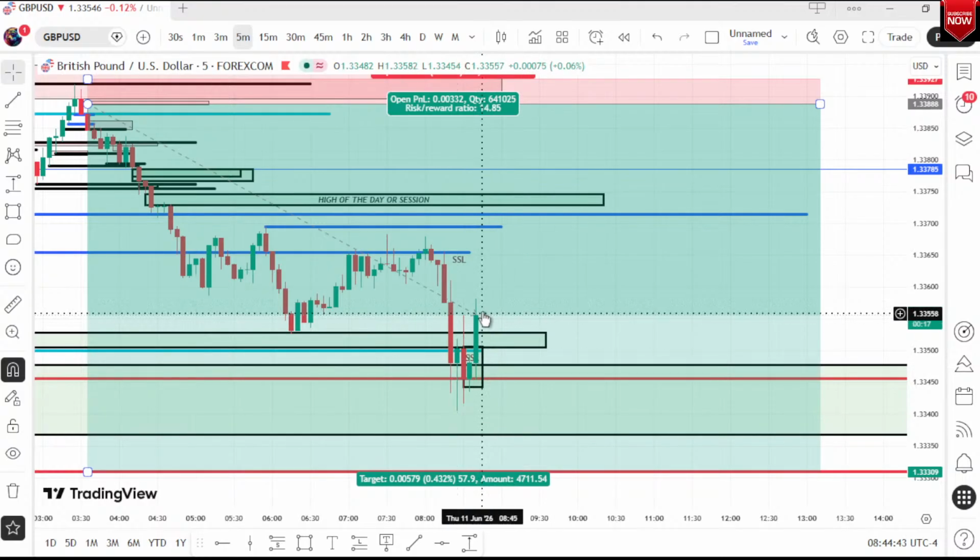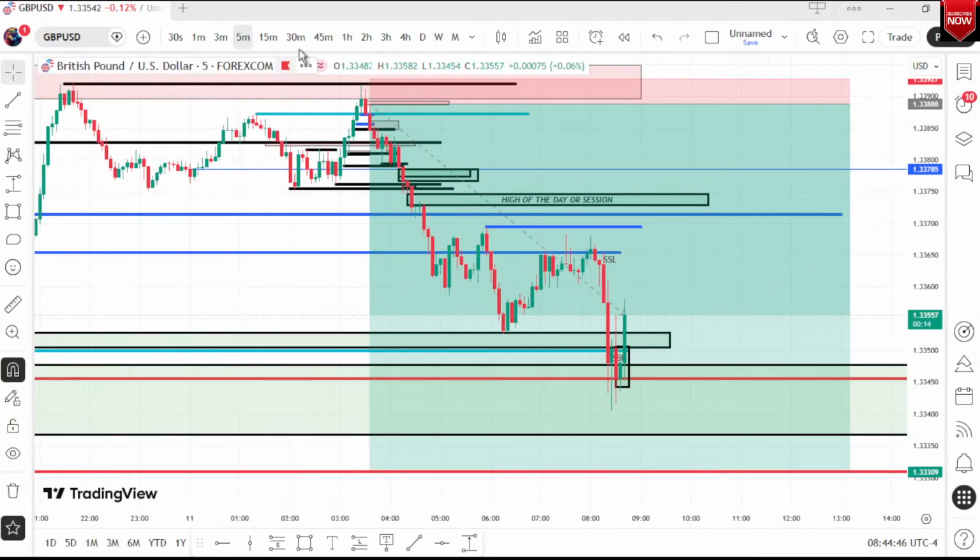So we are actually reversing. That's a reversal. Why is it a reversal?